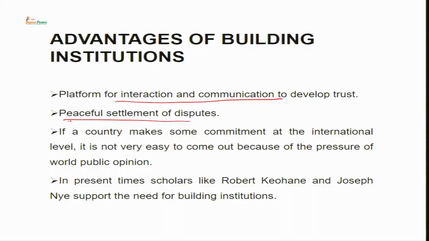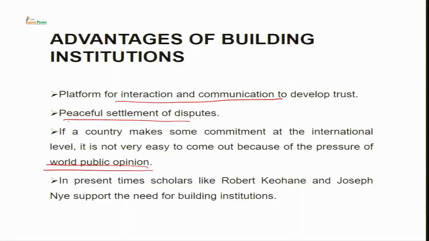And how will we be able to avoid that situation? With the help of institutions, because these institutions will provide a platform to communicate with each other, to resolve our problems. Whatever problems we have with each other, we can resolve them with the help of interaction and communication. And we can settle our disputes peacefully, peaceful settlement of disputes. It is not necessary that we have to go for war and declare ourselves victors, only then will our problem get resolved.